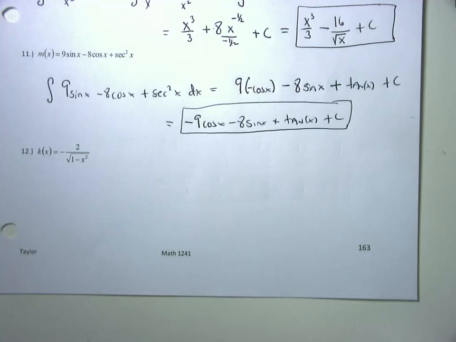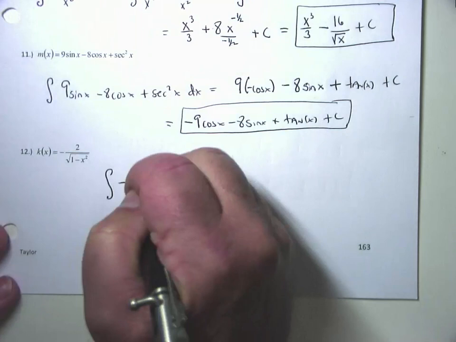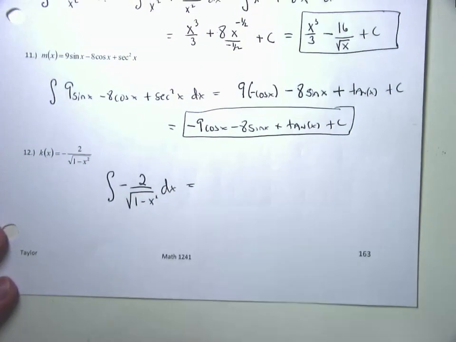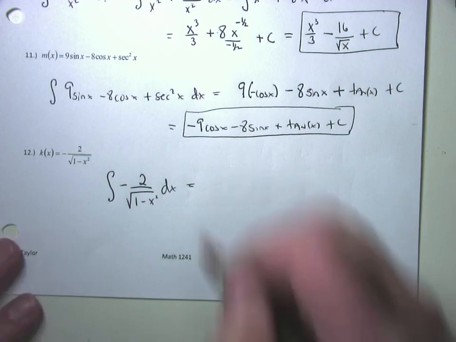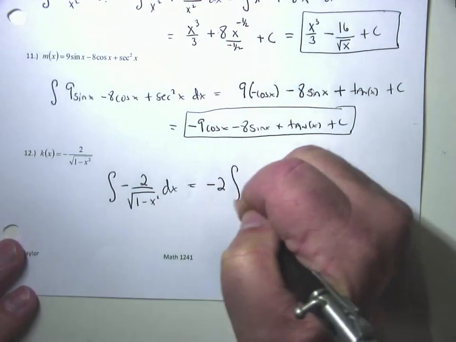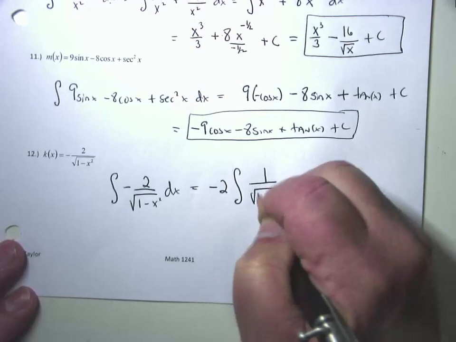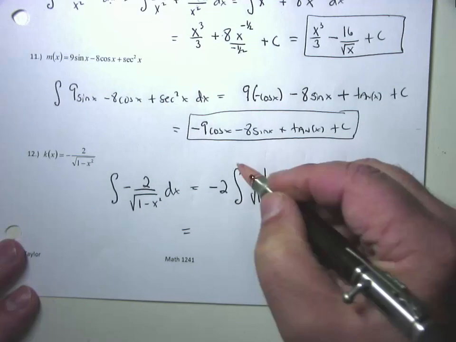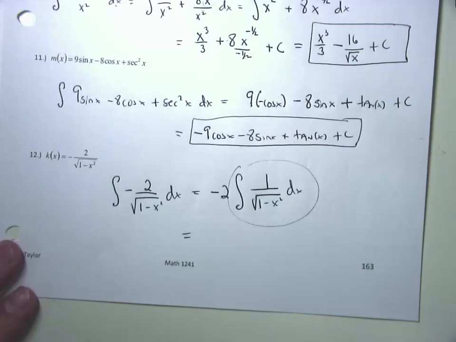Look at number 12 here. Directions. Find the integral or antiderivative of this function. The integral of negative 2 divided by the square root of 1 minus x squared dx. Negative 2 is a constant in the numerator. Constants do what? They go out front and hold over. So this is equal to negative 2 times integral of 1 over the square root of 1 minus x squared dx. And I wrote this problem like this so you can see the formula that you're supposed to have memorized.